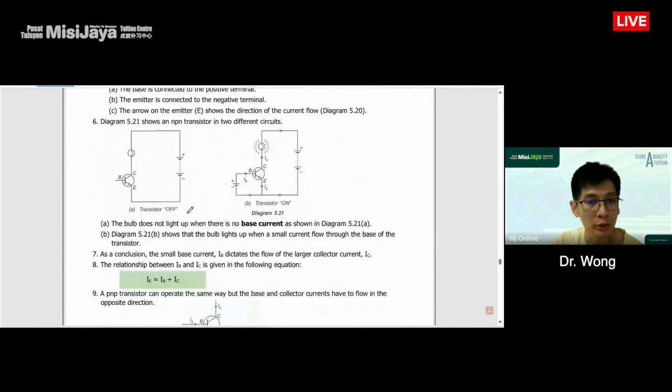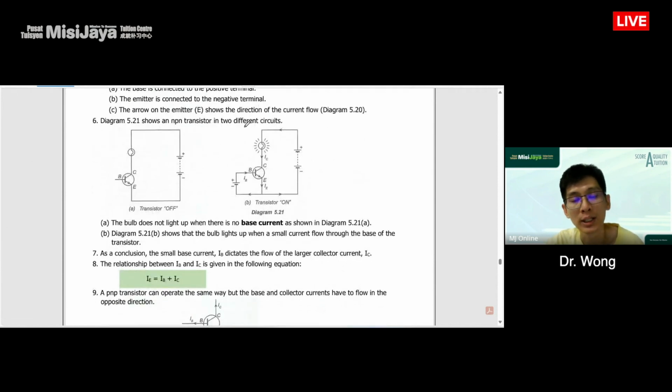So diagram 5.21 shows an NPN transistor in 2 different circuits. In the first circuit, the transistor is considered off. Always remember, we must connect this part here, only then can we start the transistor. As you can see in this diagram, the transistor is on, and the battery needs to connect to positive, go out. Always remember the current flows from positive to negative. If we have IB, then IC will flow. When IC flows, this light bulb can turn on.